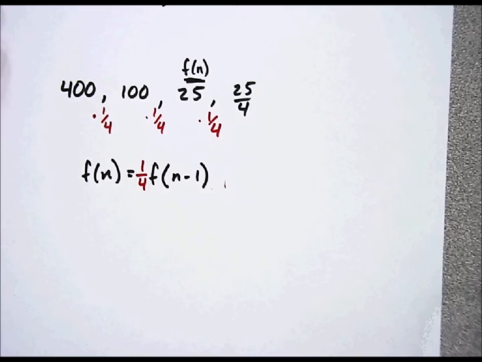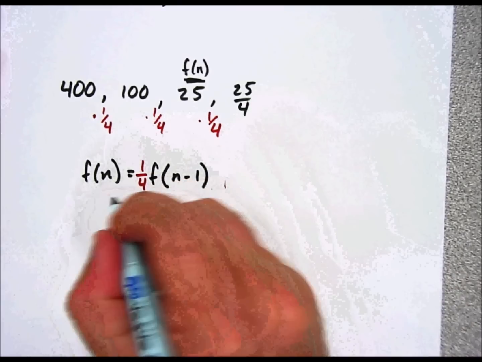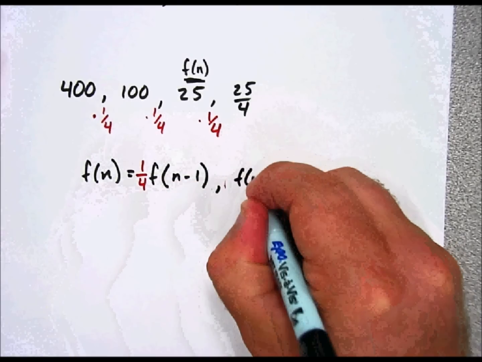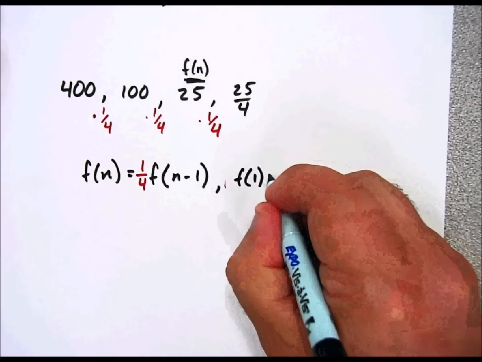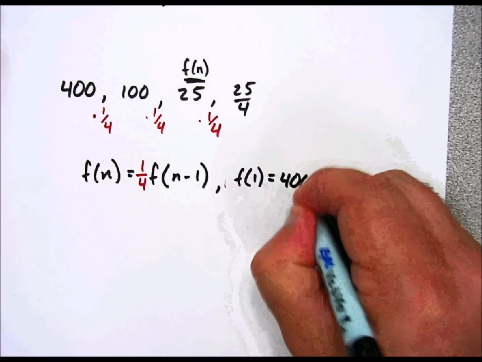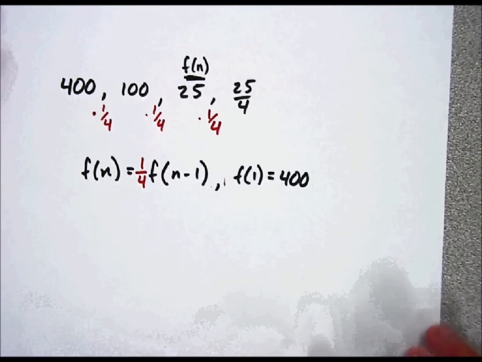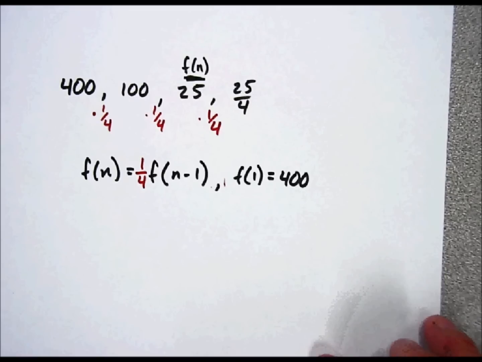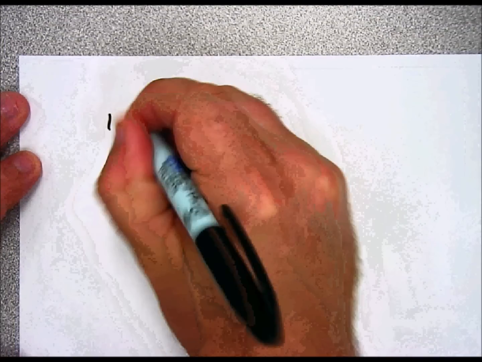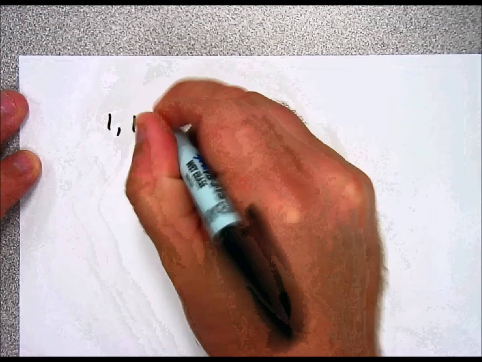And we still want to say, where did this thing start? So I could say, well, my f of 1 value was 400. And so this is going to be a recursive rule for a geometric sequence, one that's multiplying over and over. Okay, so let's look at one last example. And this is one of my favorite patterns. It's one you might have seen before.